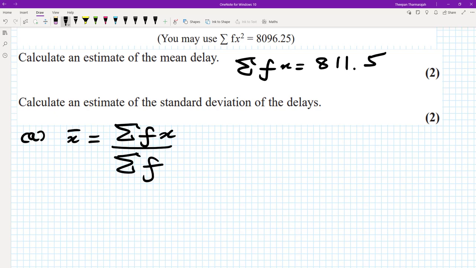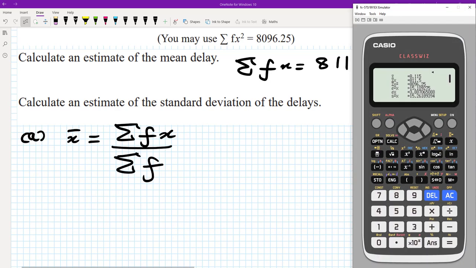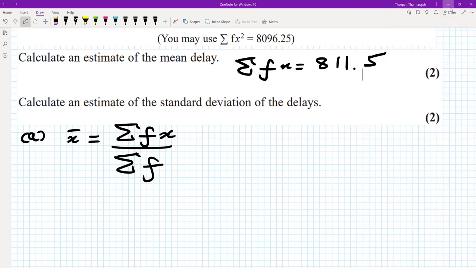And then we also need to write down the sum of fx squared. They've already given that to us, and we can check that on our calculator, and that is indeed 8096.25. Now you know where the sum of fx squared has come from. So the calculator gives you these values, and they've told us that the mean is approximately 8.1, and the sum of f is n, which is going to be 100. So I'm going to write n equals 100.